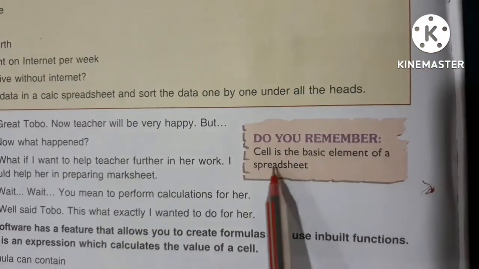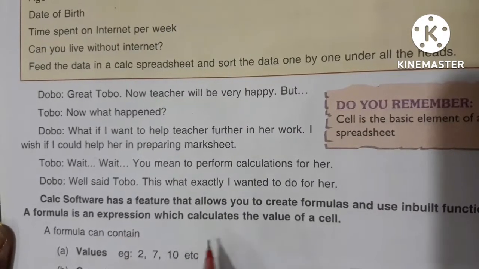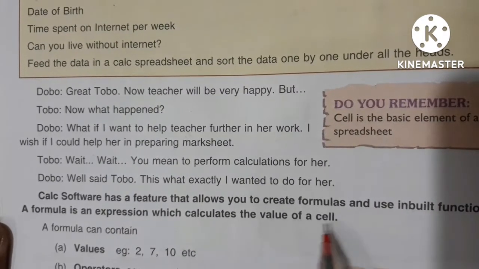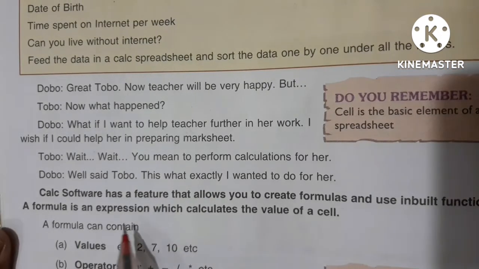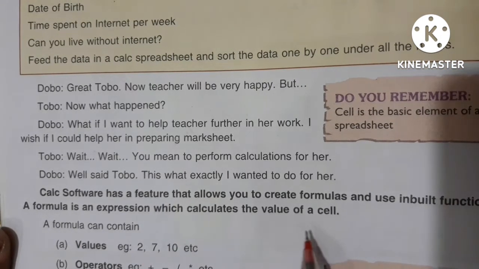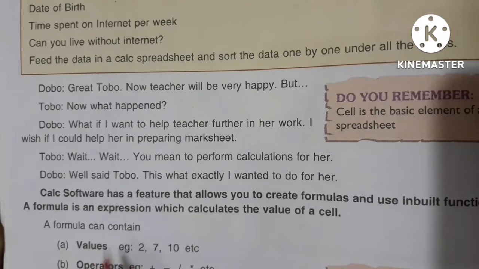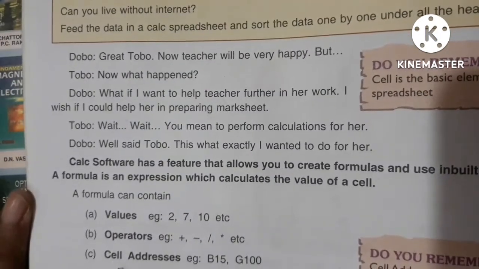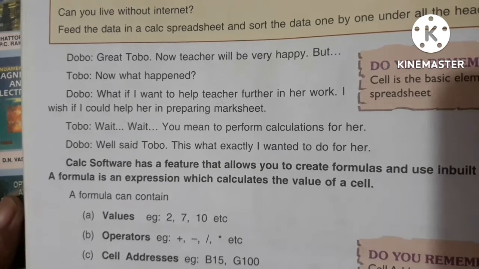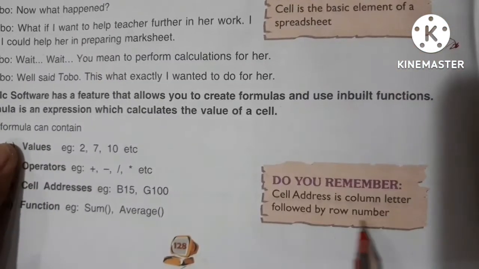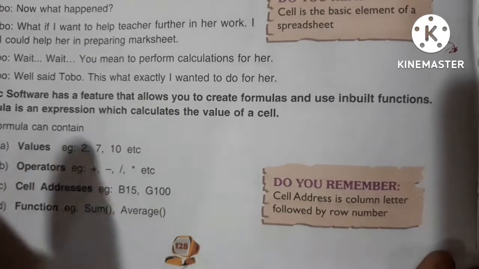Do you remember? Cell is the basic element of a spreadsheet. CALC software has a feature that allows you to create formulas and use inbuilt functions. A formula is an expression which calculates the value of a cell. A formula can contain values, operators, cell addresses, and functions. This is the operator, this is the cell address, this is the function. Do you remember? A cell address is a column letter followed by a row number.